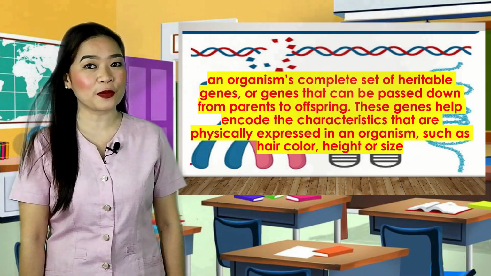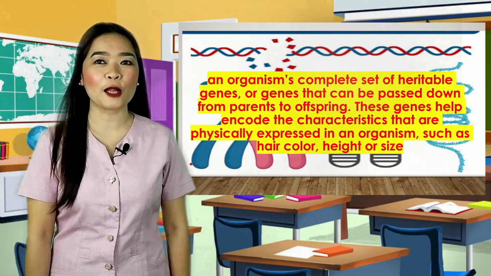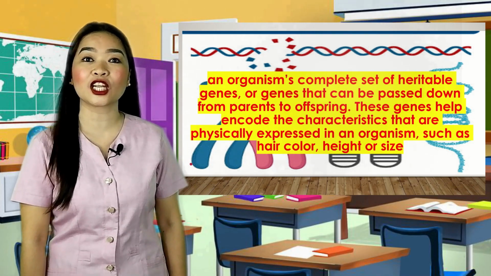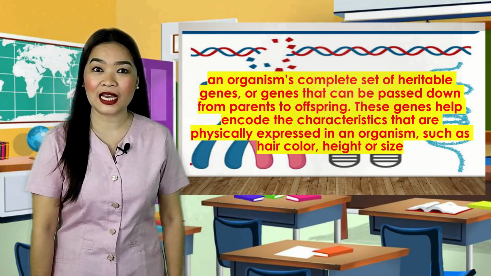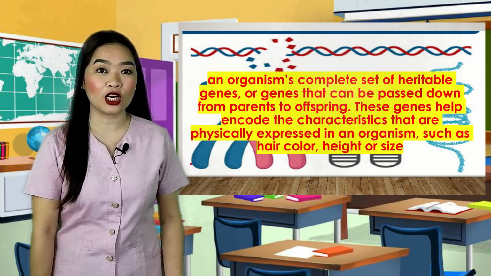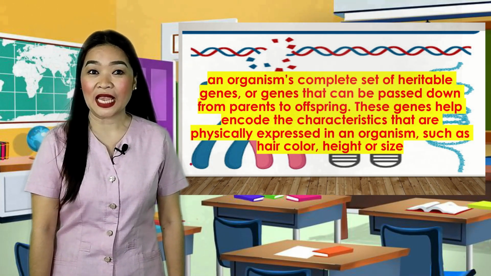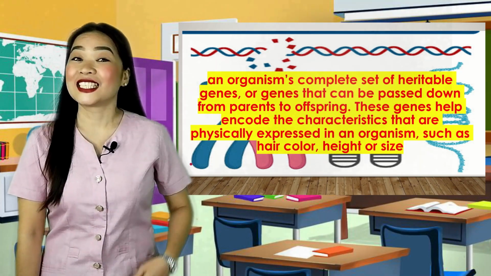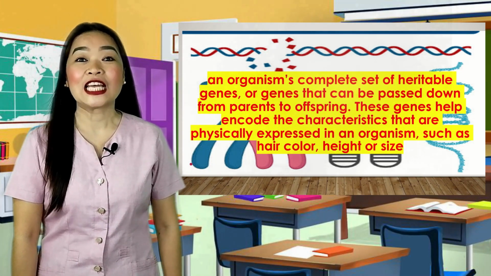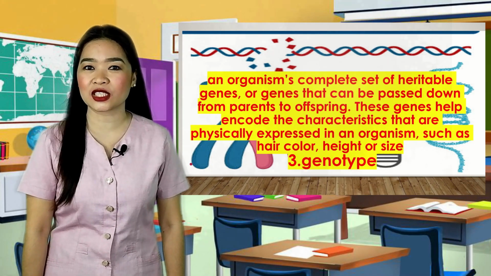Third word, an organism's complete set of heritable genes, or genes that can be passed down from parents to offspring. These genes help encode the characteristics that are physically expressed in an organism, such as the hair color and the height. It starts with the letter G and ends with the letter E. That's amazing, learners! The word is genotype.